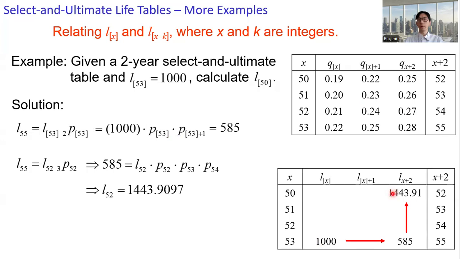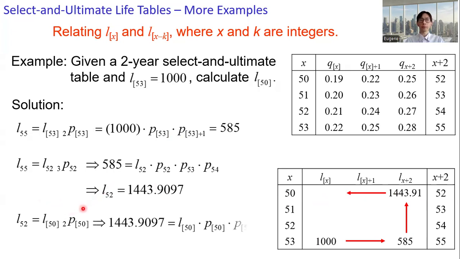In the table, we move to the left to get L50, the select age at 50. L52 equals L50 times 2P50, select age at 50. We need to get P50, which is 1 minus 0.19. And then P50 plus 1, 1 minus 0.22. And we get the answer.